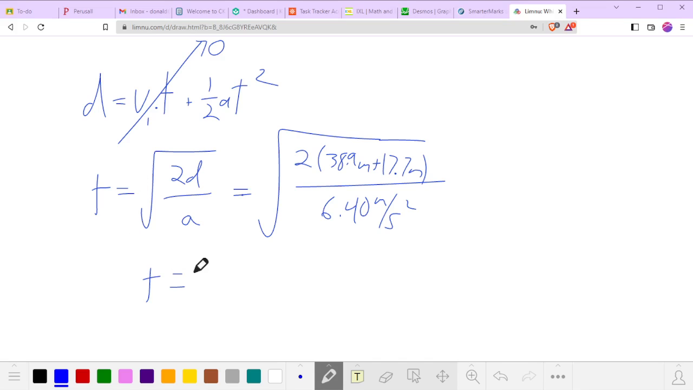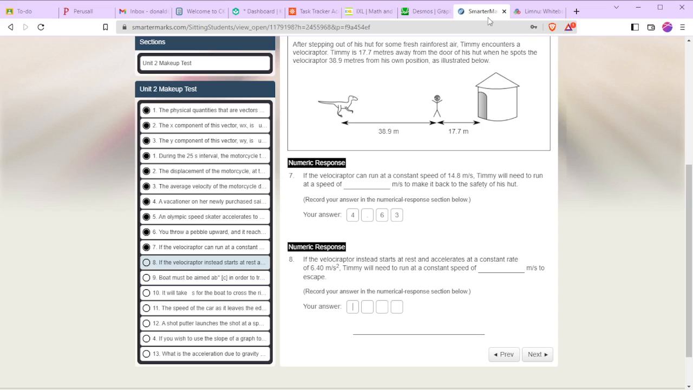Take the square root of that answer, and the velociraptor is going to take a little bit longer to get there this time. And Timmy is again moving at a constant speed, so we take that 17.7 and divide it by this answer, and he needs to go about 4.21 meters per second to escape this time. It could be a little bit slower because it takes the velociraptor a little bit longer to get there.